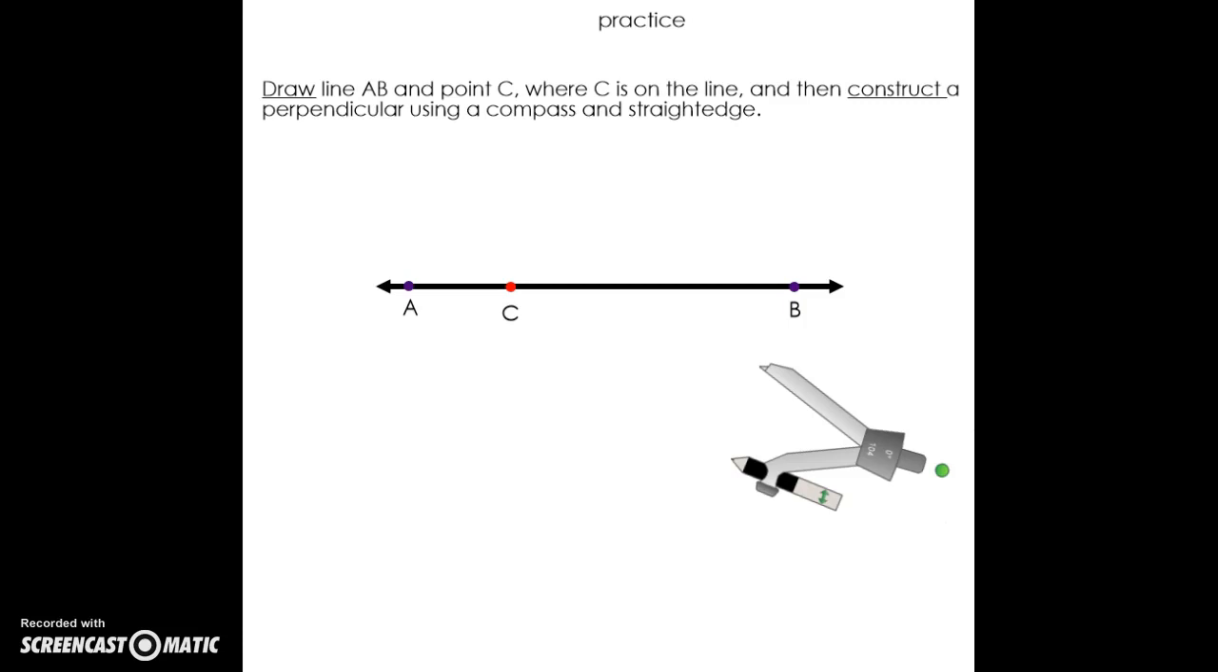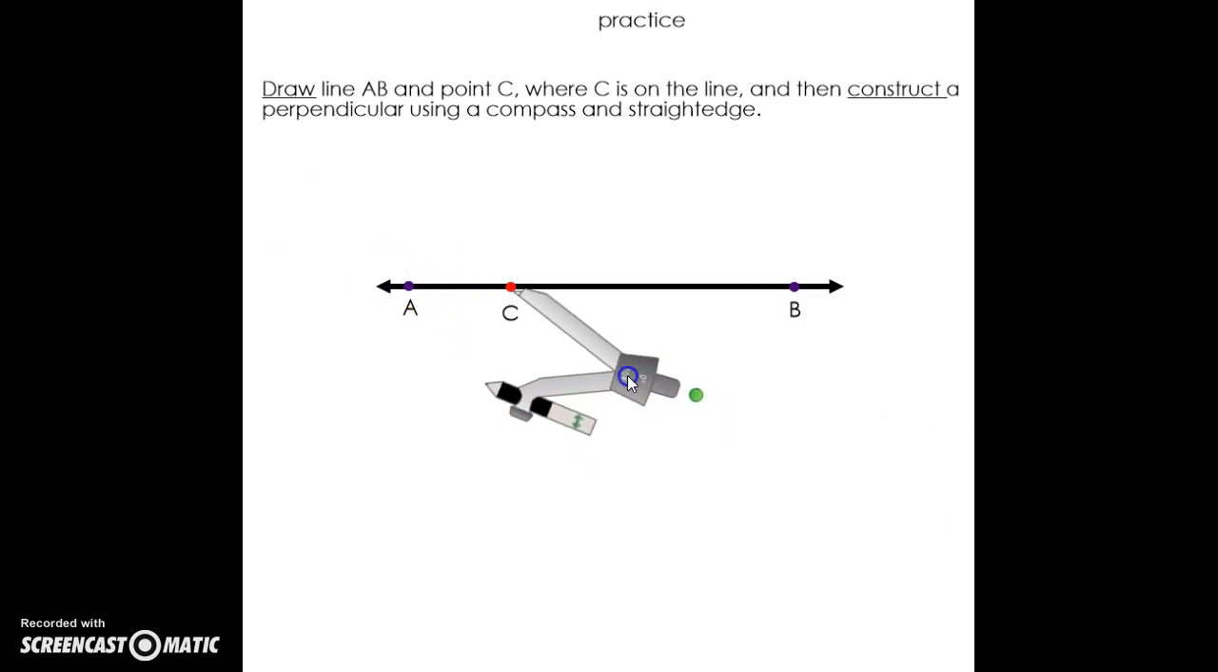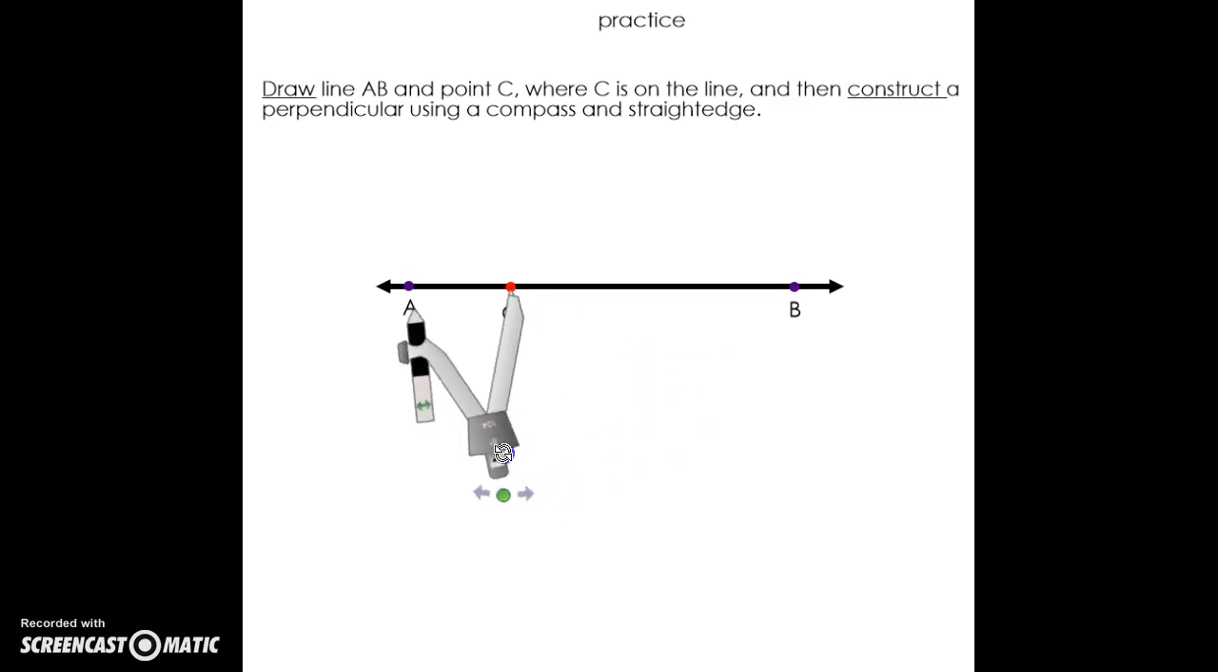So first we're going to practice our previous construction of constructing a perpendicular. It's going to go through line AB and through point C is where the perpendicular line needs to cross. So we're going to take our compass and place it on point C. We want to make sure that our compass arc will go through line AB twice. It does not have to hit either point A or B. It just has to hit the line twice.